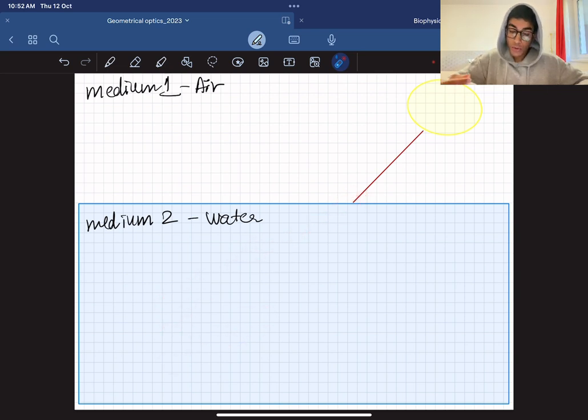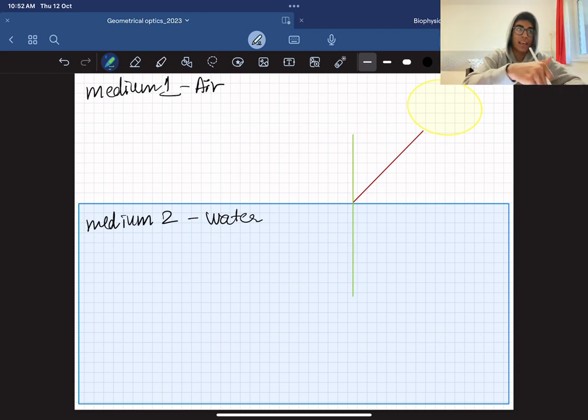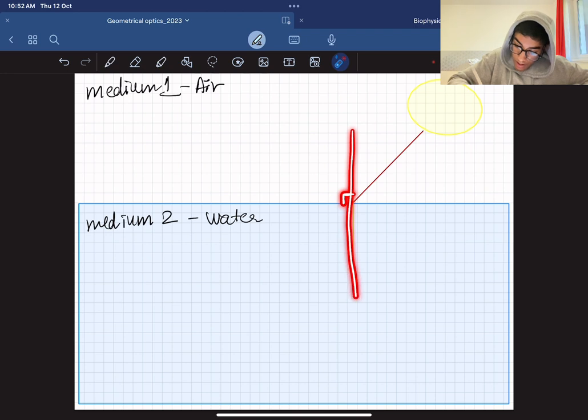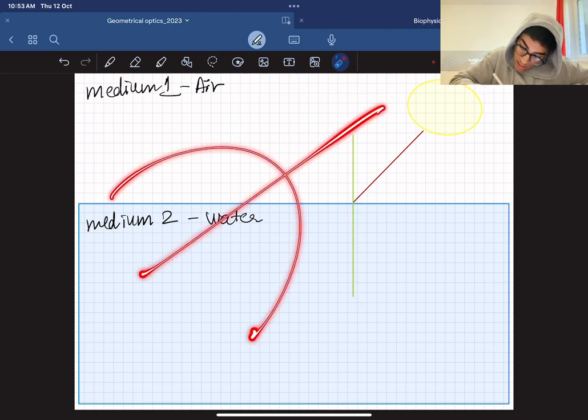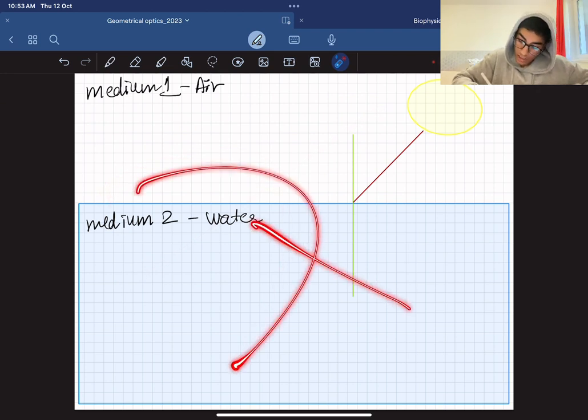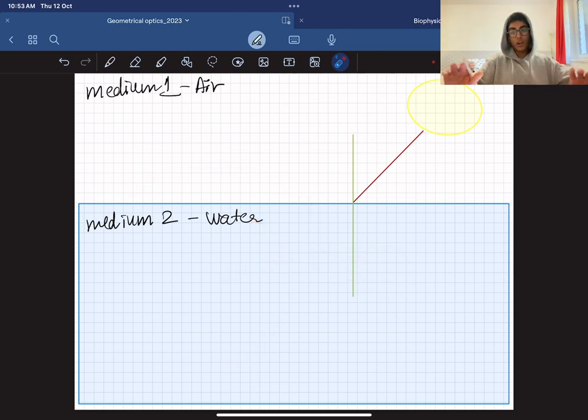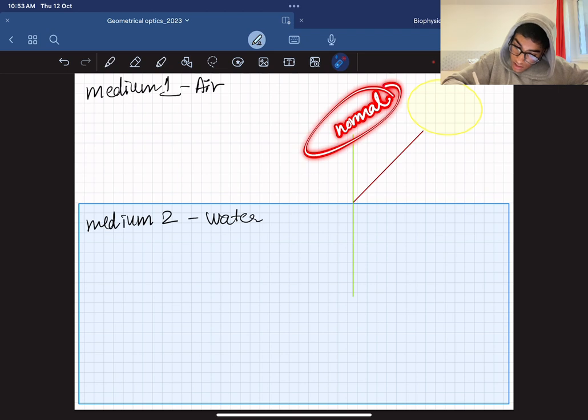Now I'm going to draw a few things that are essential for you to understand. Let me start by drawing something called a normal. It is there everywhere: whenever you talk about lenses, mirrors, reflective surfaces, refractive surfaces, a normal will be there. A normal is a 90-degree line drawn from the point of incidence. It's not relative to the ray; you can see it's not at 90 degrees to the ray. Wherever the ray is incident, you draw the 90-degree line from that point. If the surface is curved like that and the ray strikes like this, we find the 90-degree line for that point and draw it. That's called the normal.